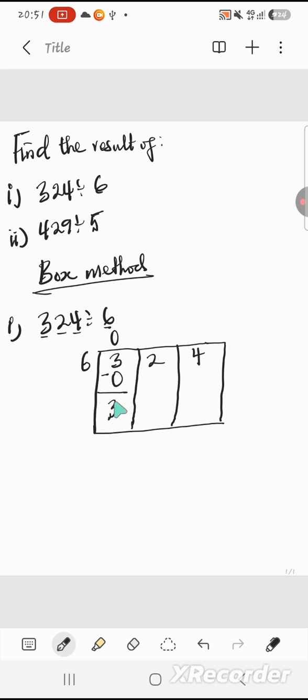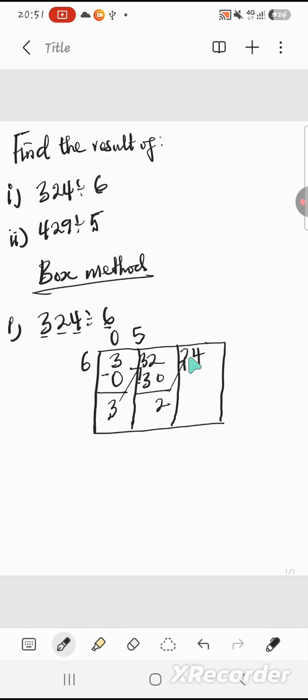Then this 3 I'm having now, I'm going to move it to the next box. I will move it here and write 3 here. This becomes 32. Then 32 divided by 6 will give me 5. Then 6 times 5 is 30. When I subtract this, I'm going to have 2. So any remainder you have, you move it to the next box. So I'm going to move this again here.